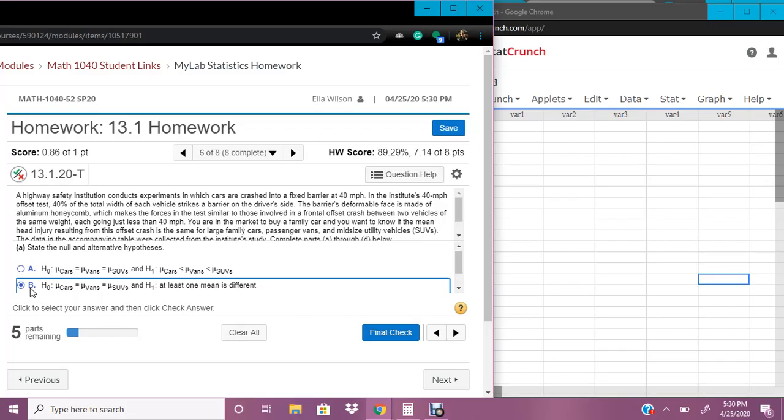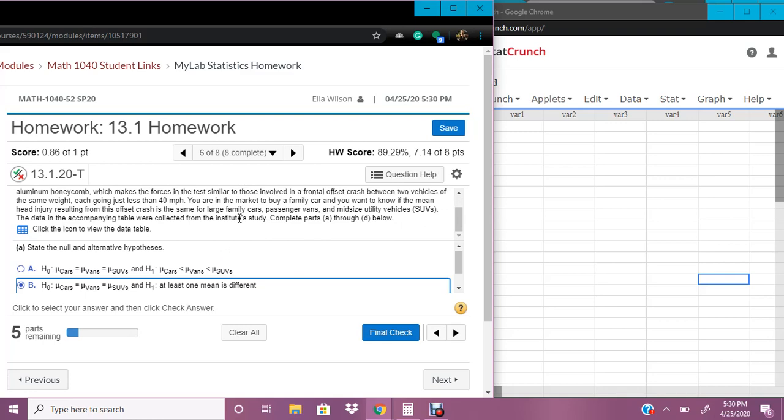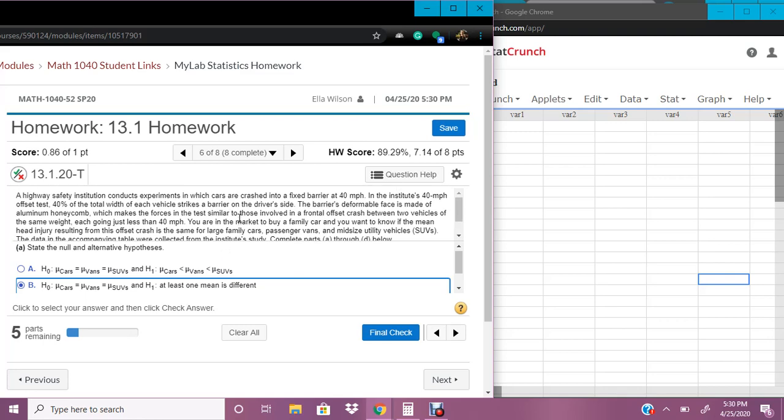All right, guys. This is question 6 of 13.1. I didn't mean to click on that, so please ignore that. But what we are talking about is we're testing which vehicle is more safe, basically.